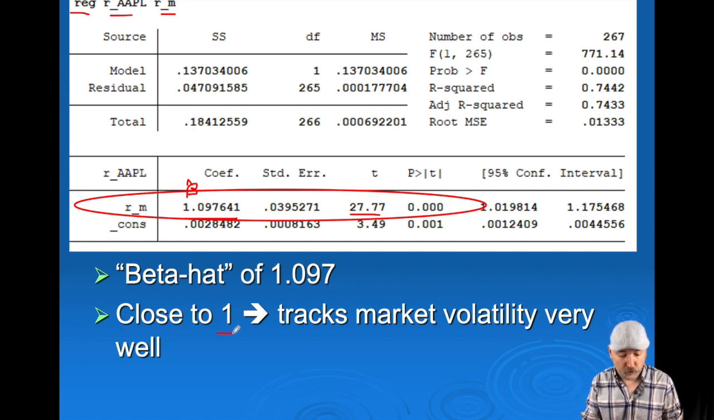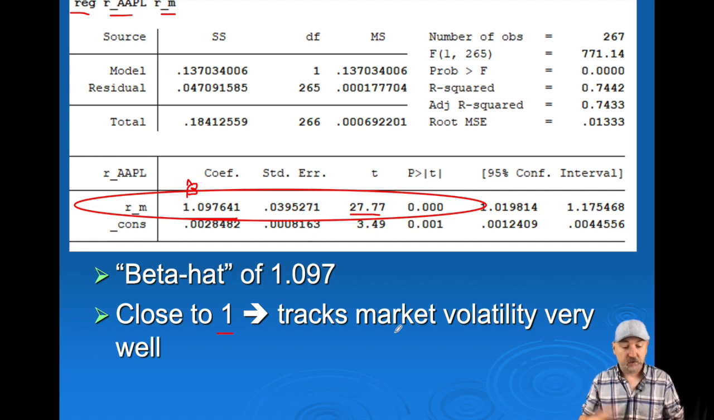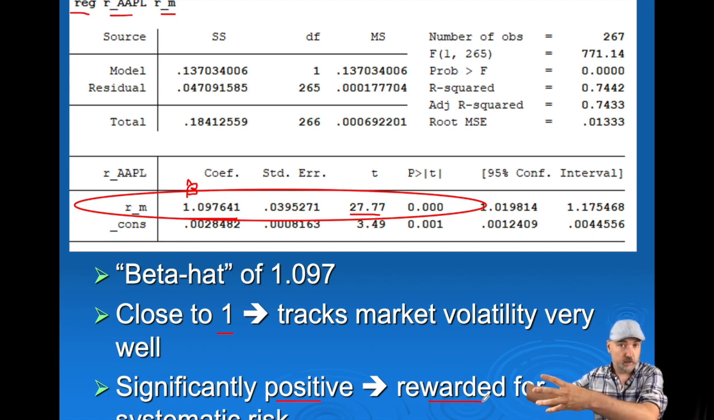So the fact that it's close to 1 means, right, when we had that beta greater than 1, we were aggressive, less than 1, we were defensive. So we're slightly aggressive, slightly more volatile than the market, but it tracks pretty closely. And again, it's significantly positive, which is what our theory predicts, right? So a positive beta simply means the more market volatility there is, the more return you are going to earn.